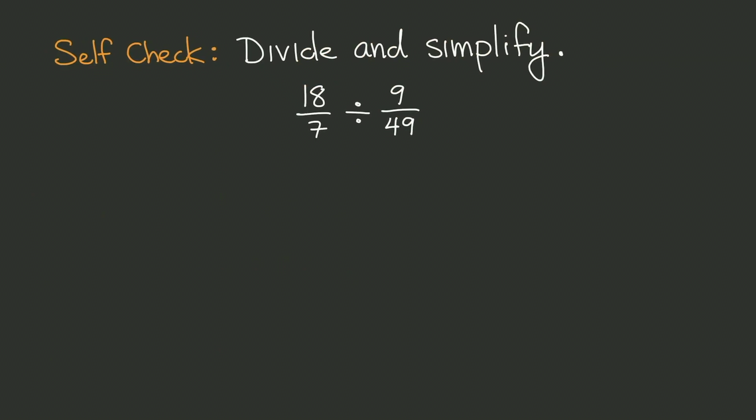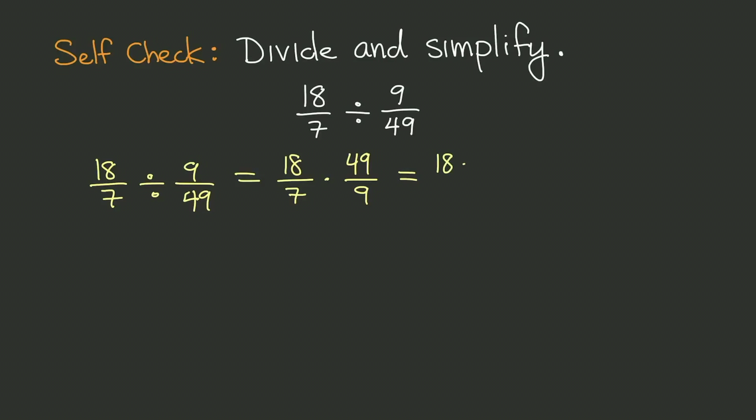Okay, so we're dividing 18 over 7 by 9 over 49. So we know our first step is going to be that we're going to invert that second fraction and multiply. So we have 18 over 7 multiplied by 49 over 9. Now, this has become multiplication, and so we're going to multiply straight across. So we have 18 times 49, divided by 7 times 9.